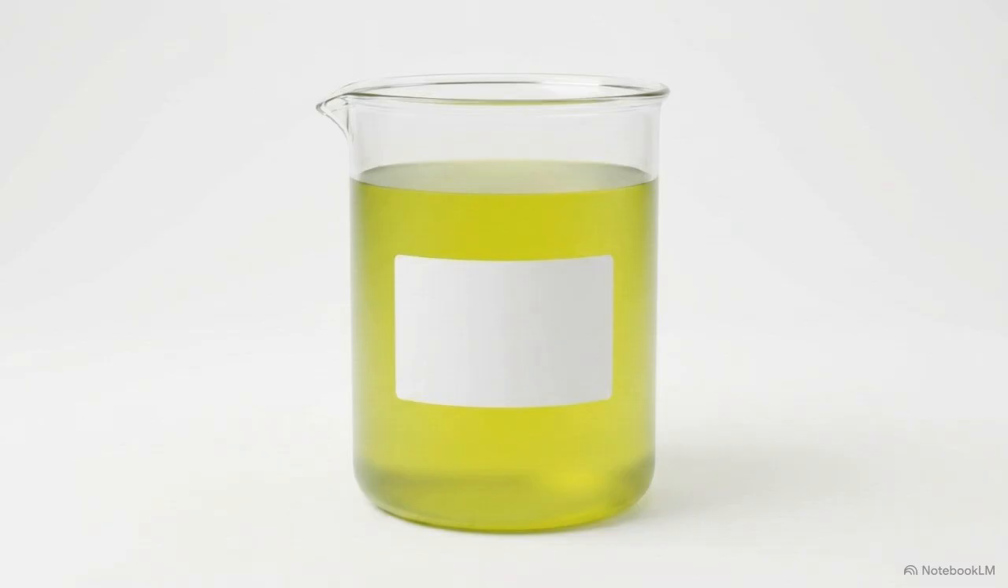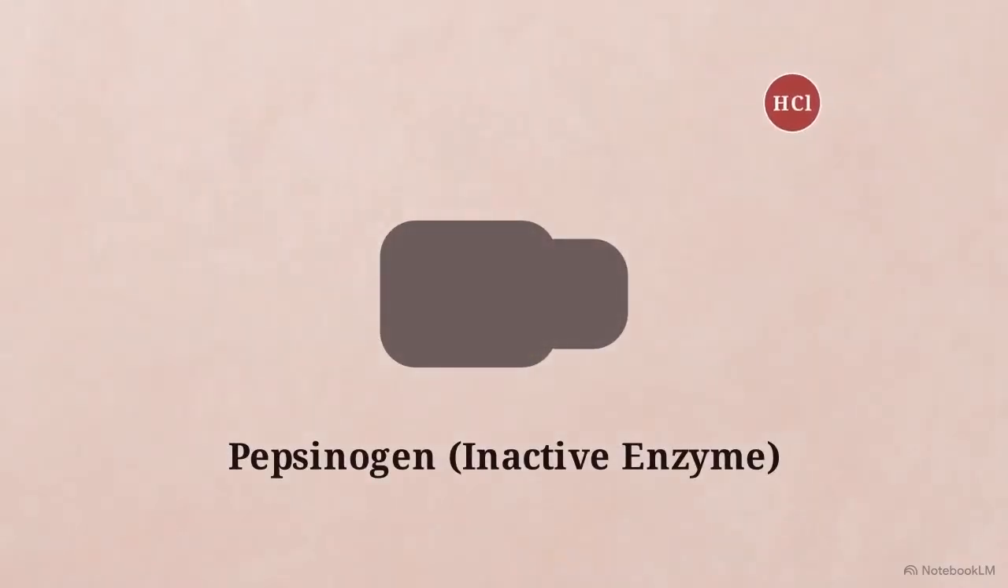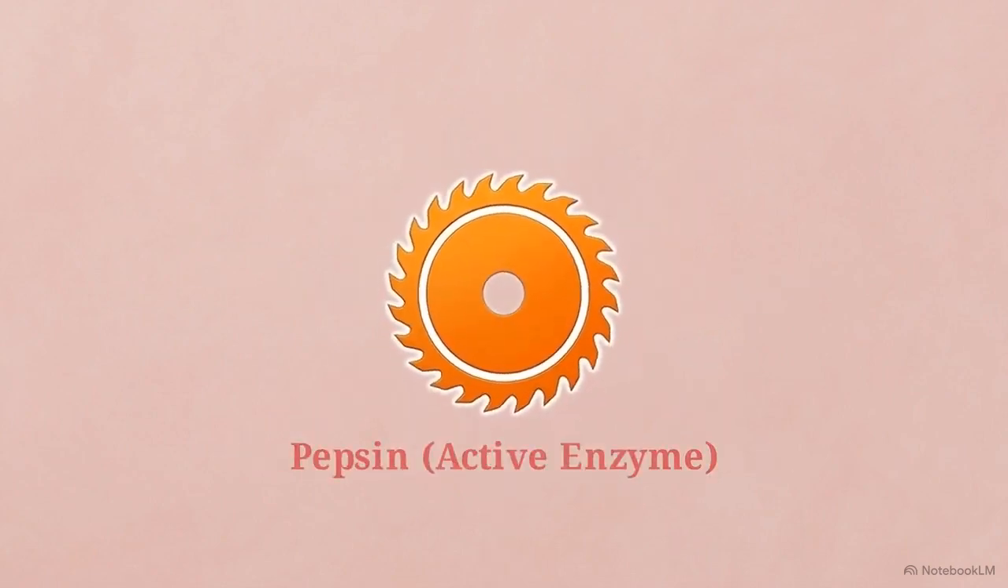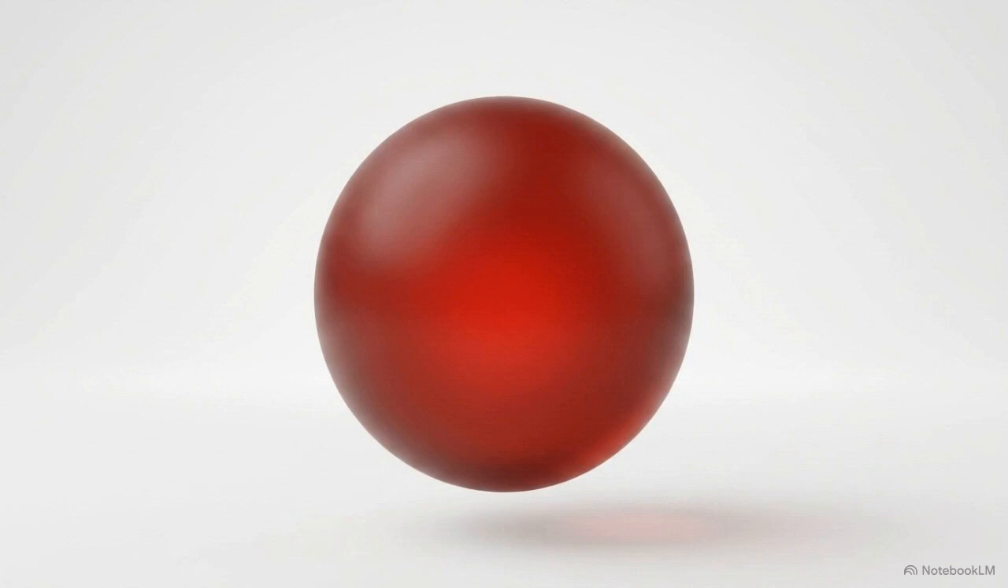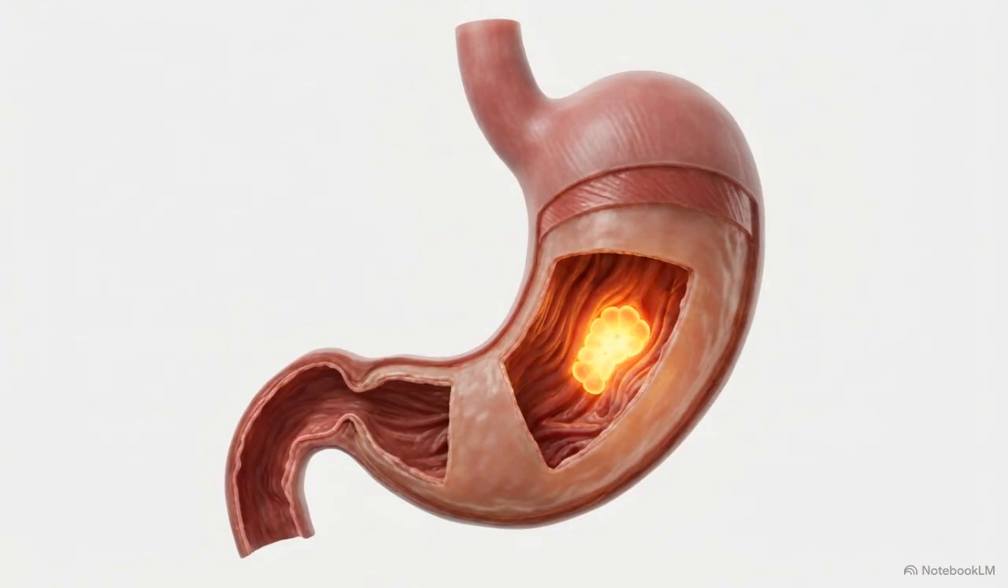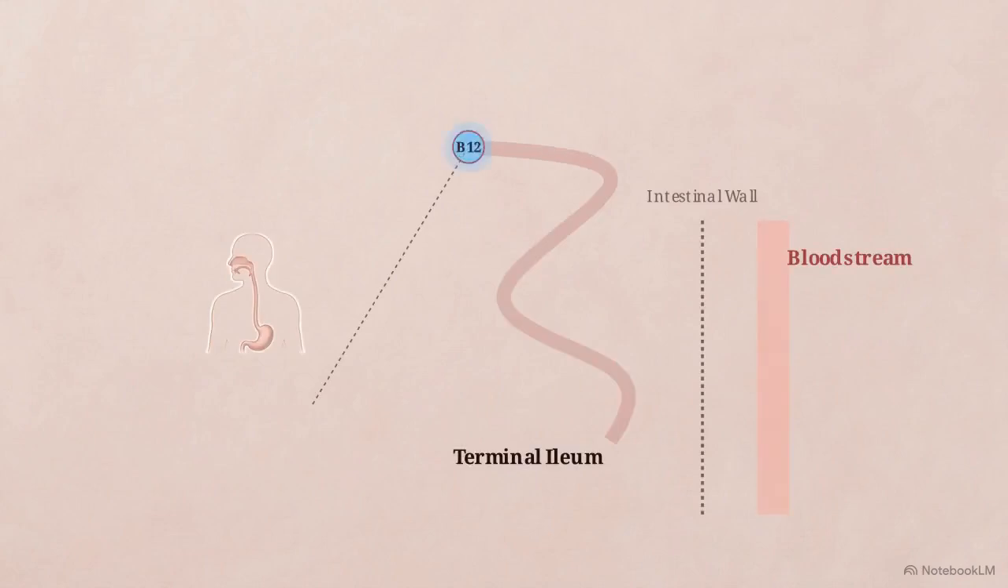Returning to the components of gastric juice, the primary digestive function is clear. Hydrochloric acid provides the highly acidic medium required to convert inactive pepsinogen into the active protein-cleaving enzyme pepsin. However, the most vital role of the stomach is its hemopoietic function. The secretion of intrinsic factor by the parietal cells is the only stomach function absolutely essential for human life. Intrinsic factor is required for the terminal ileum to absorb vitamin B12.